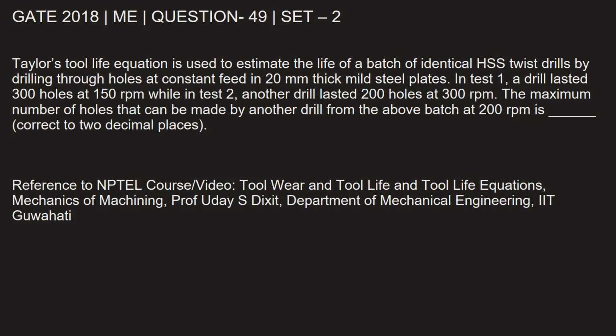This question is from GATE 2018 Mechanical Engineering paper set 2, question number 49. Taylor's tool life equation is used to estimate the life of a batch of identical HSS twist drills by drilling through holes at constant feed in 20 mm thick mild steel plates. In test 1, a drill lasted 300 holes at 150 rpm, while in test 2, another drill lasted 200 holes at 300 rpm. The maximum number of holes that can be made by another drill from the above batch at 200 rpm is dash. Let's find out.